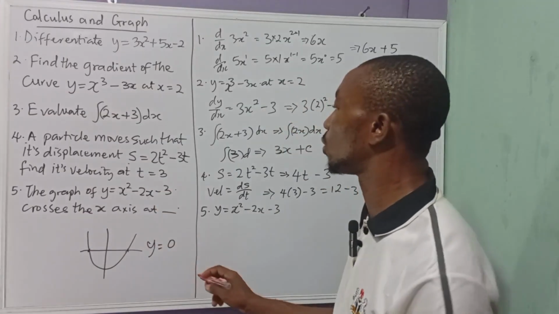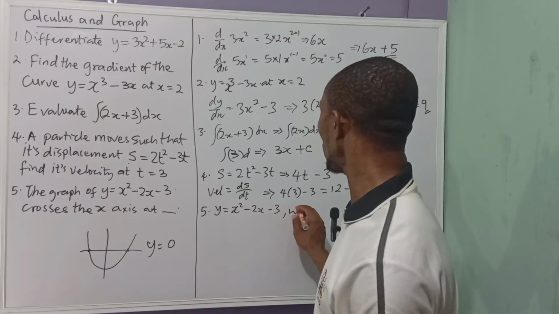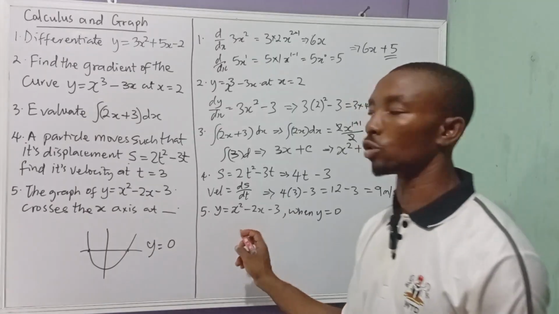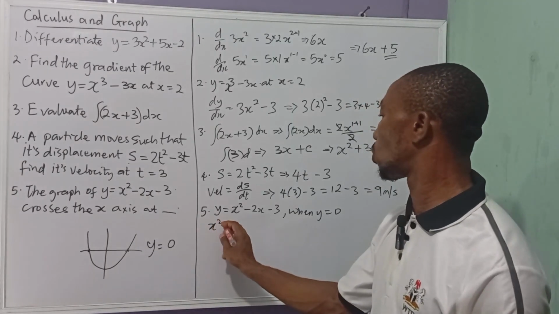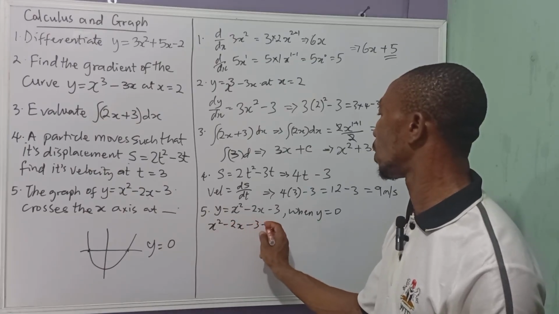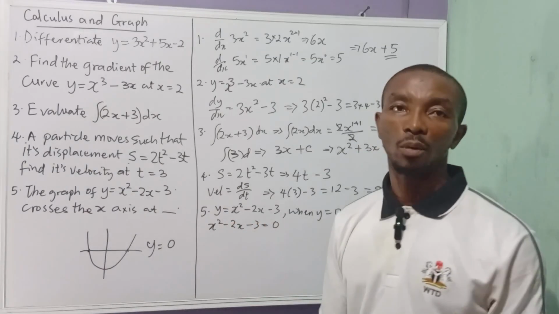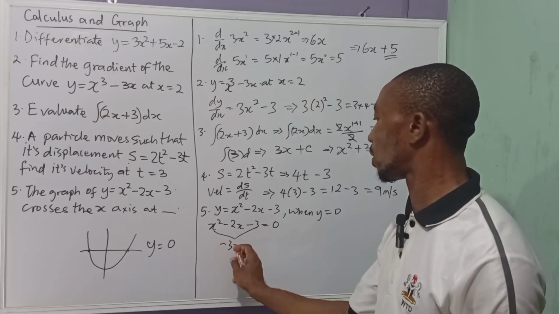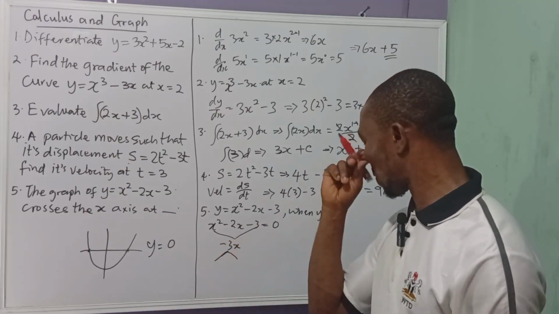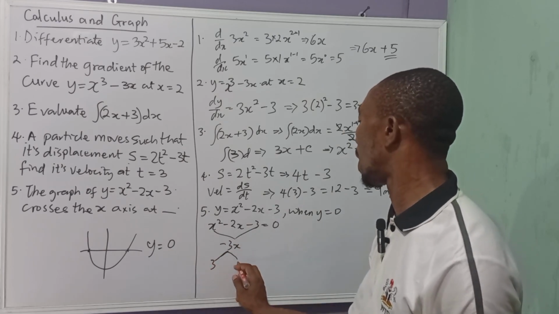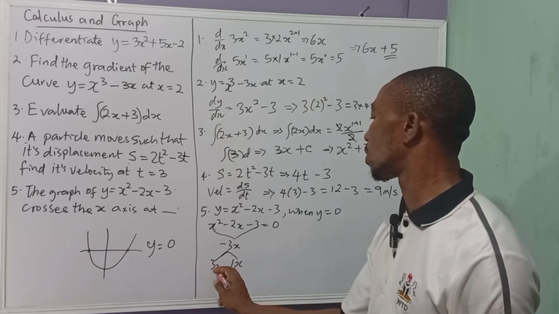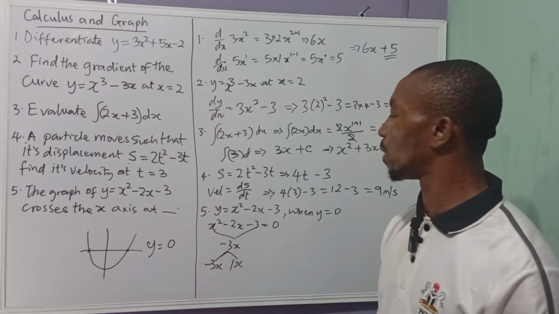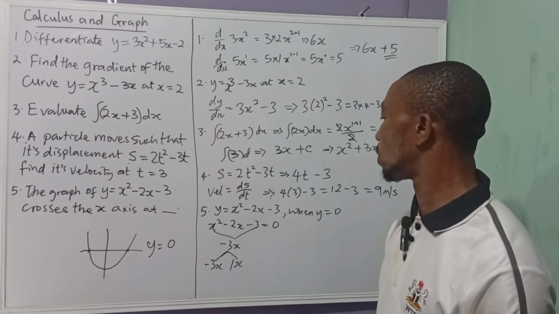So all we simply need to do is, when y equals 0, put this equation equal to 0. This becomes x squared minus 2x minus 3 equals 0, and we solve it out. We solve this by factorizing the minus 2x into minus 3x and 1x. Since the product is negative, our bigger number would be negative.